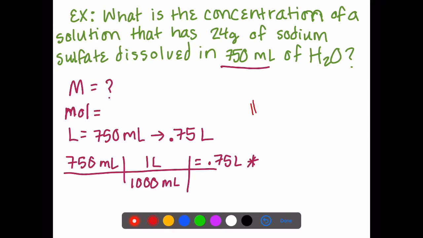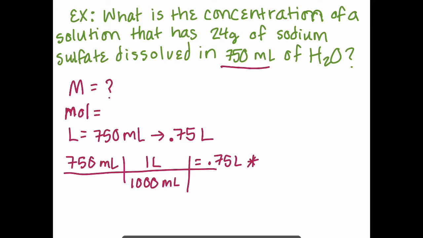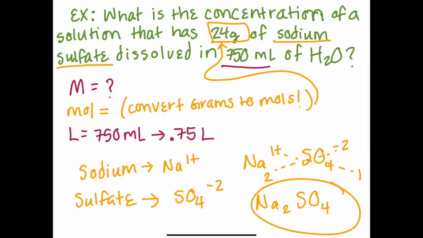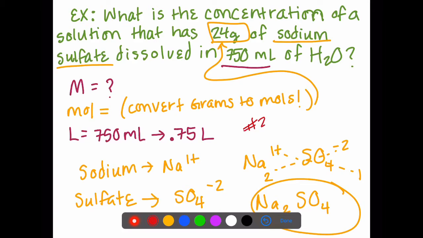What's the concentration of a solution that has 24 grams of sodium sulfate dissolved in 750 milliliters of water? The first thing we need to do is convert milliliters into liters because our molarity formula calls for liters. The second thing that we need to do is find the formula. Sodium has a +1 charge. Sulfate has a -2 charge. When I do the crisscross, I get the formula Na2SO4. So that's going to be my formula for sodium sulfate.